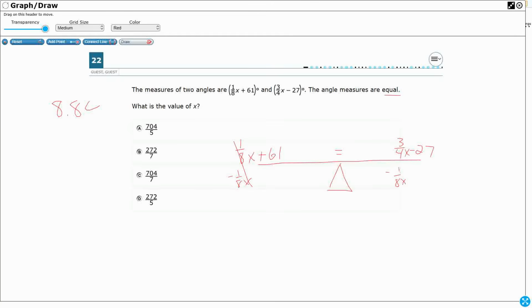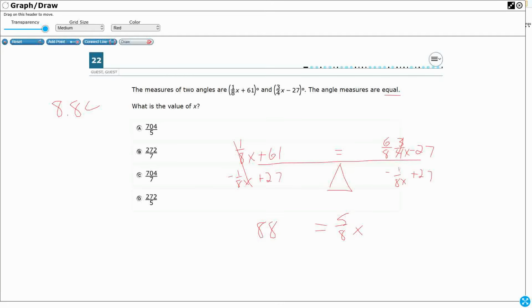So that's going to go away. And that means I'm going to go ahead and add 27 to both sides because I'm going to end up getting this on the other side. Okay, so that's going to be easy. 88 equals, now, 3/4 plus minus 1/8. I'm just going to reimagine this as 6/8, right? Make an equivalent fraction. 6/8 minus 1/8 equals 5/8.